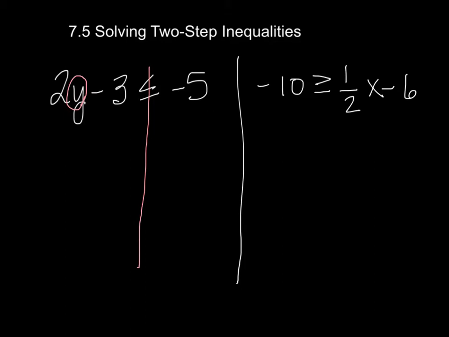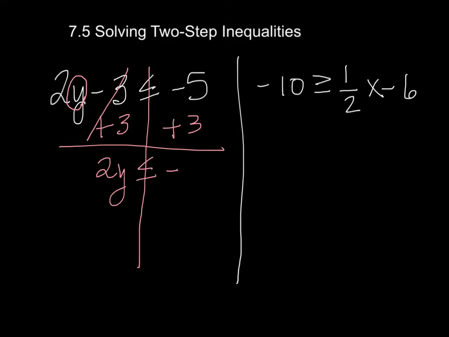That variable is being multiplied by 2 and then subtracting by 3. And so what we're going to do is undo addition and subtraction first, undoing subtracting 3 with adding 3 on both sides. That eliminates that negative 3 by adding 3 so that we now have 2y is less than or equal to negative 2.